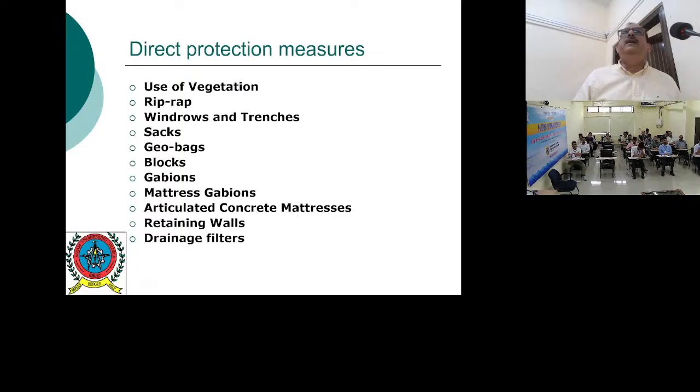Now onwards I'll go a little bit fast, because time is limited. Now these are some direct protection measures. Out of these, the first one is use of vegetation. What is your comment on vegetation? Can you tell me how effective these vegetative measures, biological measures, are in protecting our river bank?